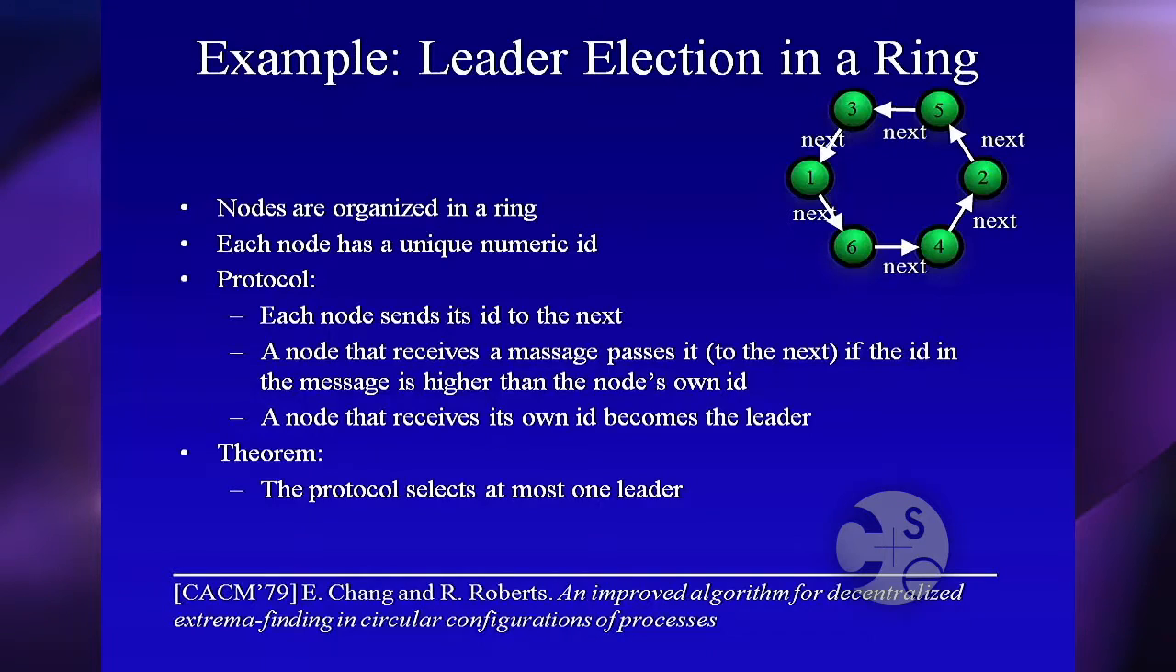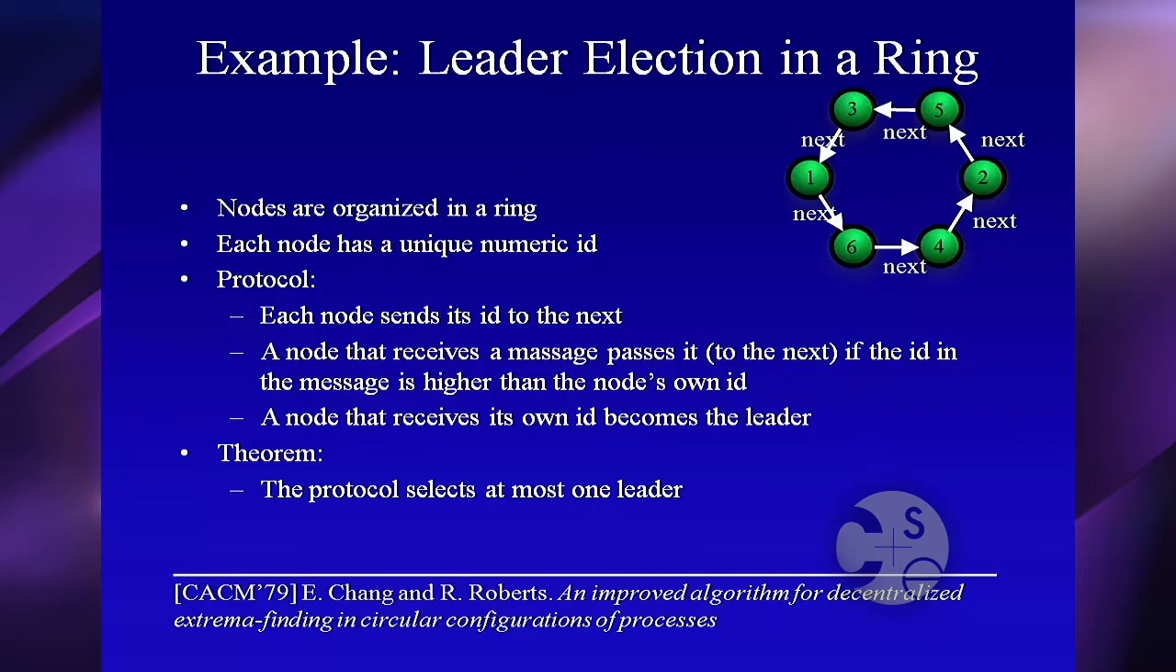Basically, we have nodes, an unbounded number of nodes. They are in a ring. They are connected by a next node, and each node sends its ID to the next node. If a node receives an ID which is greater than its own, it passes it on, otherwise it drops it. And if a node receives its own ID, it declares itself a leader. The safety property here is obvious: you select at most one leader.